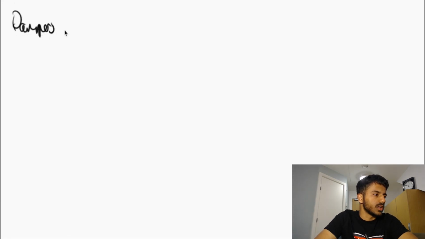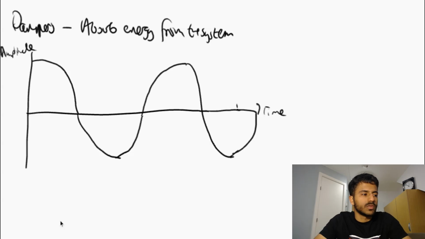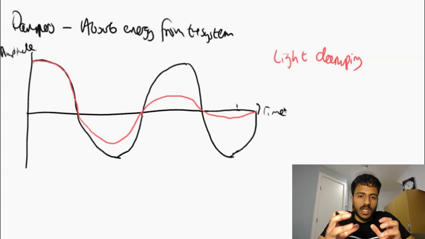And what they will do is they will absorb energy from the system. And there are different types of dampers, such as heavy damping, light damping, and critical damping. This is an amplitude versus time graph of some naturally oscillating system. There's no dampers added in here. If I were to now add a light damper, it may change the graph to look something like this. The red line depicts light damping.